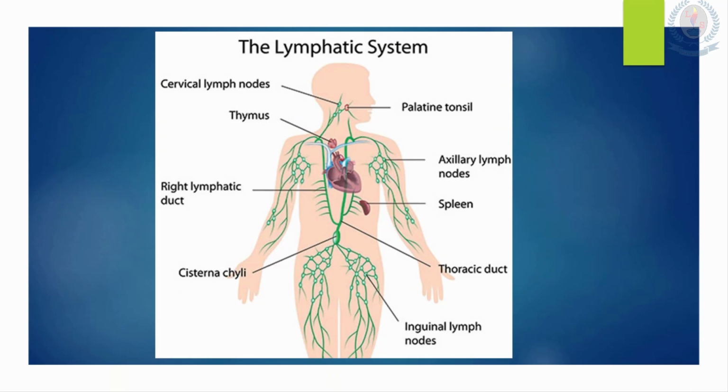Here you can see the human lymphatic system. The lymphatic system consists of vessels similar to blood capillaries, so they are sometimes called lymphatic capillaries. They transport a fluid called lymph back to the blood. One example is that the lacteals of the small intestine are part of the lymphatic system.